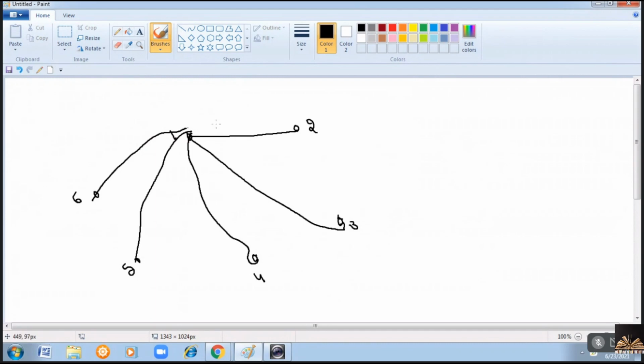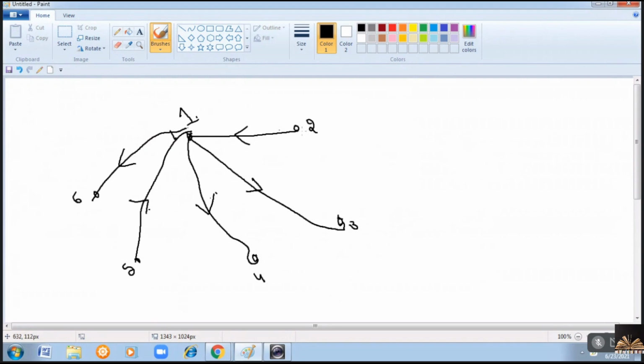Now you have to give the direction. Who won the game? Let us suppose when 1 and 2 played the game, assume that 2 has won the game. When 1 and 3 played the game, assume that 1 has won the game. And here also 1 has won the game. And 5 won the game. 1 won the game. Clear?